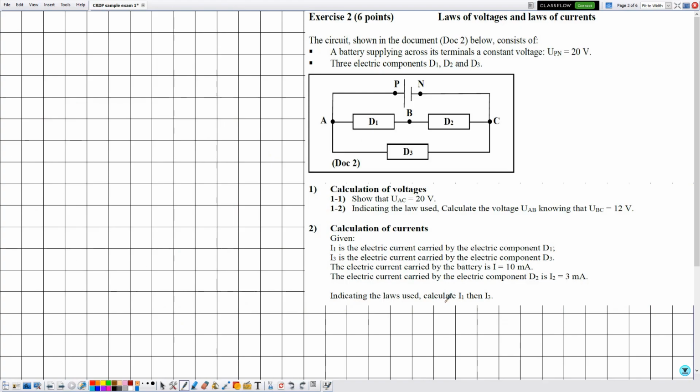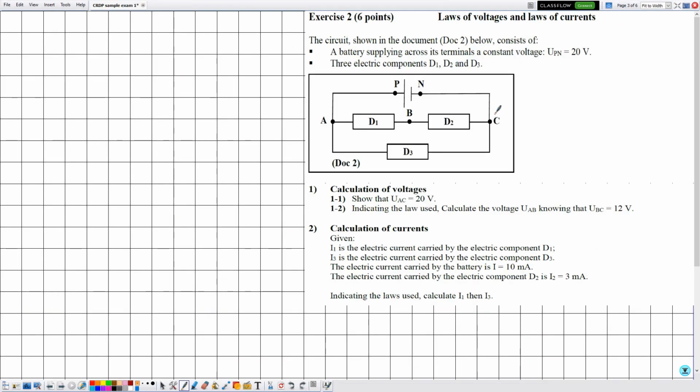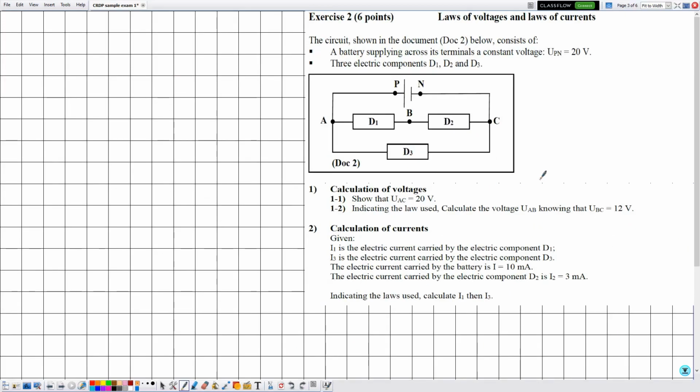Now in exercise number 2, the title of this exercise is Laws of Voltages and Laws of Currents. The circuit shown in document 2 below consists of a battery supplying across its terminals a constant voltage UPN equal to 20 volts. The trick in solving such exercises is to write and label the applied voltage and the traversing current across the electric circuit itself. The voltage of this dry cell or battery is 20 volts.